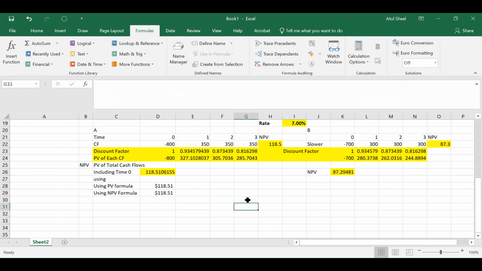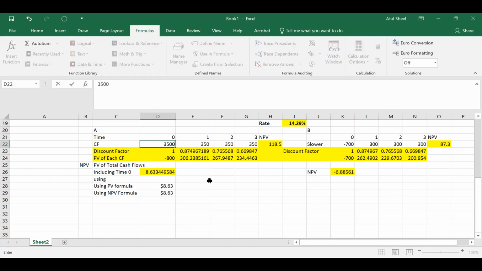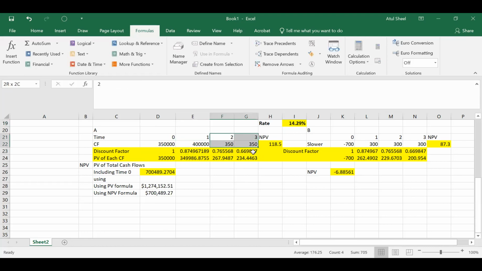So what was the example? You invest now, time zero. Let me just change this. It was 14 point some percent. If I remember correctly, it was 14.29%, so 0.1429. Okay, I'm just working on this part now. So my cash flow, my investment just now, is $350,000. And at the end of year one, I'm getting $400,000. That's it. Notice over here, delete all this, right?